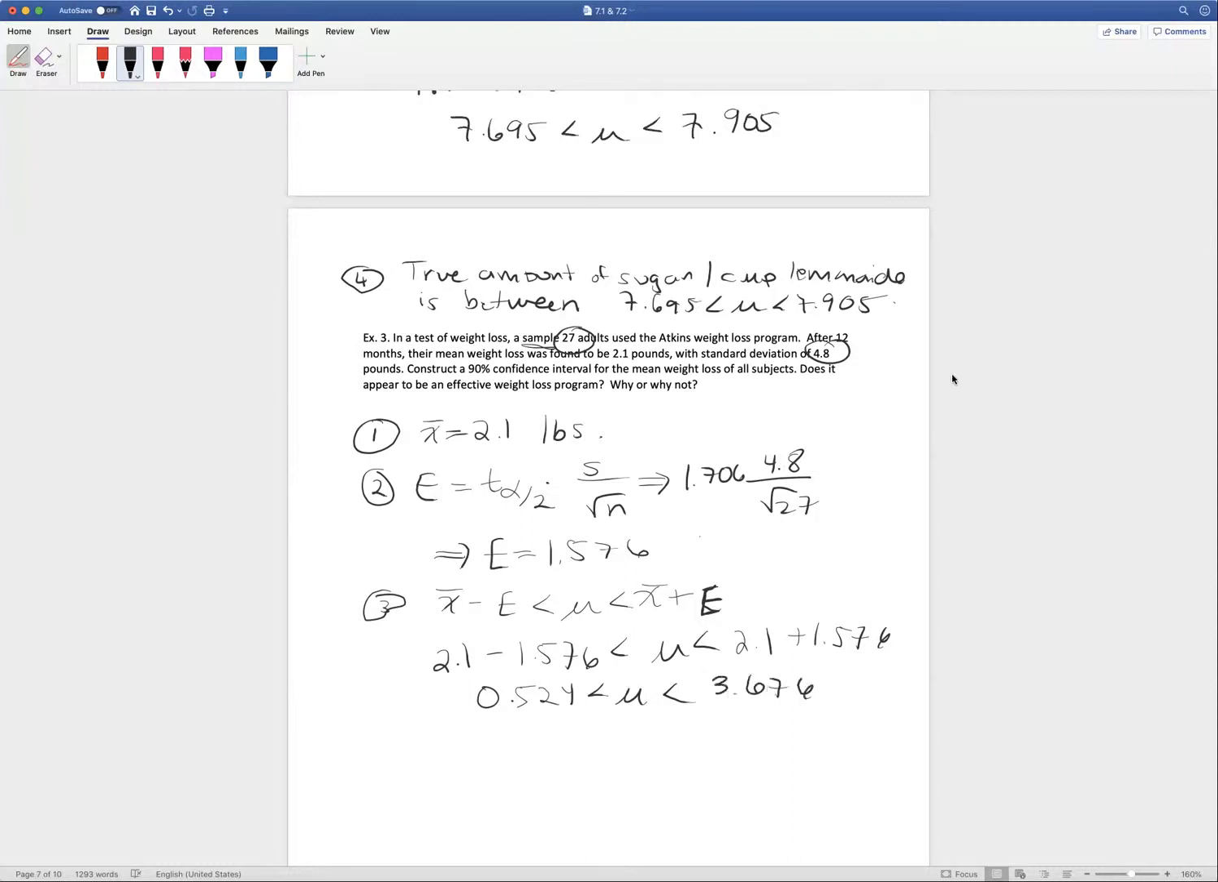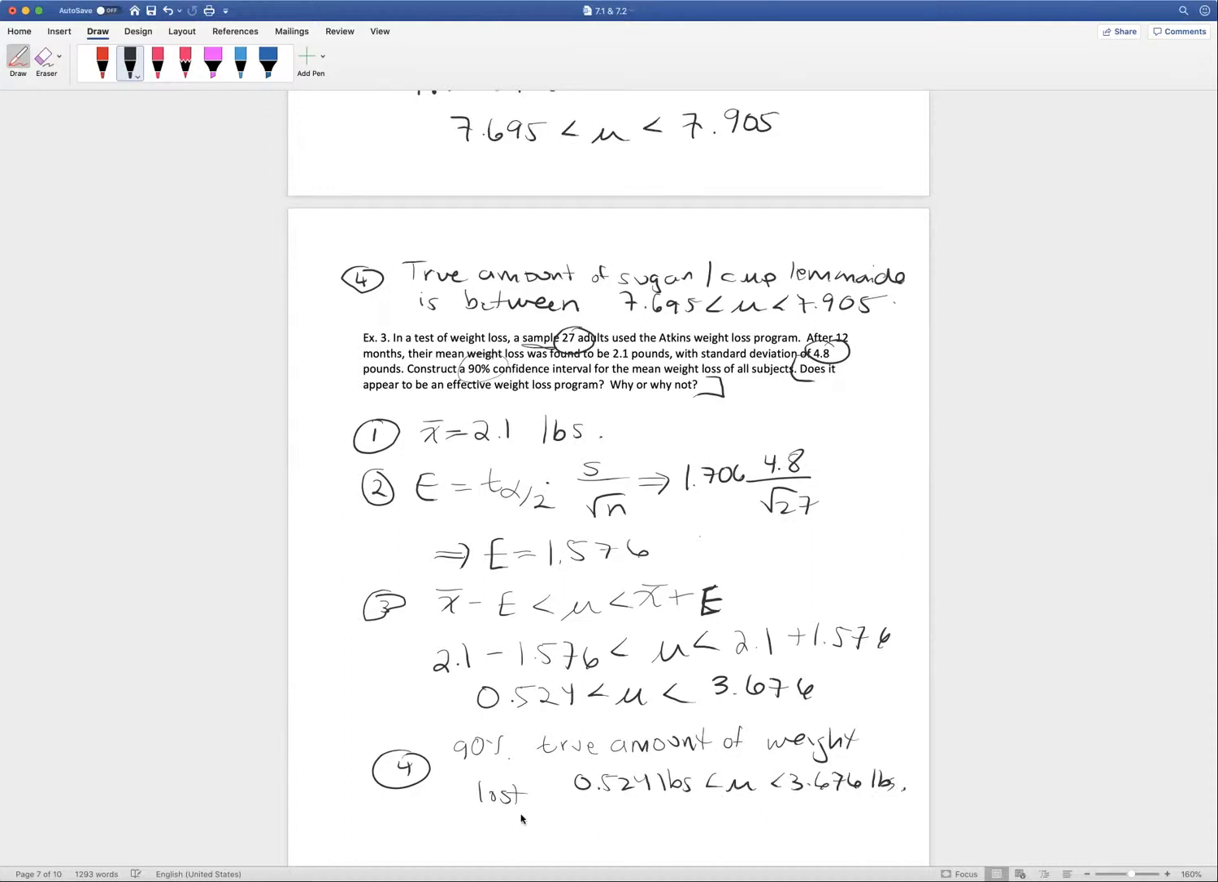So let's talk about what this means, and then let's answer the question: does it appear to be an effective weight loss program? Why or why not? What this is telling us, because we're dealing with a 90% confidence interval, is that 9 times out of 10, or 90% of the time, the true population mean, which means the true amount of weight lost, will be contained in this interval, 0.524 pounds and 3.676 pounds.